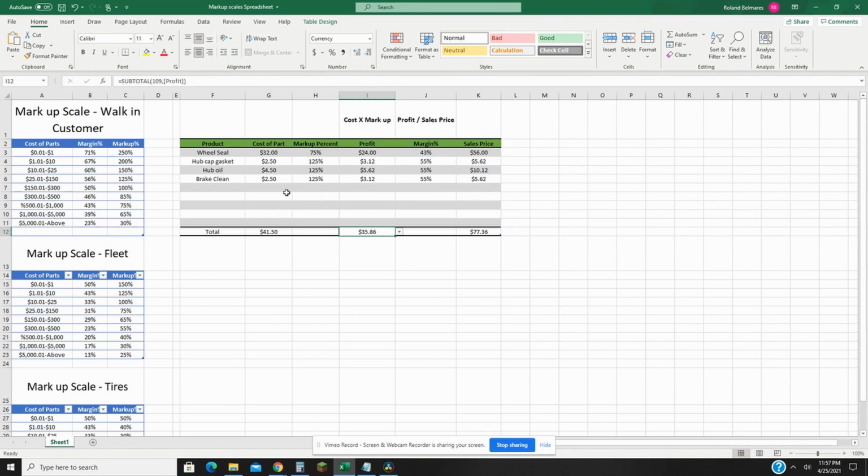So this is just parts. There's no labor, there's no shop supplies, none of that. That'll be covered in another video where we'll go over how to properly invoice, how to properly do shop supplies, and how to properly put verbiage on an invoice so your customer doesn't come back arguing with you about replacing something for whatever time that you placed on there. So this is how you do a markup scale.